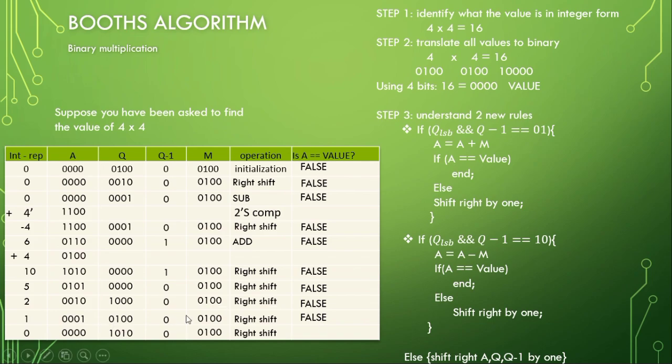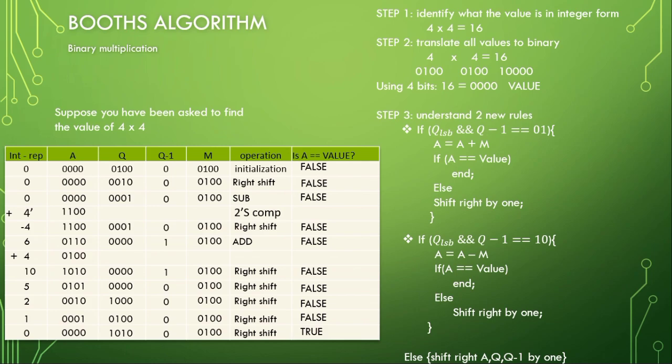So we perform the right shift, and once the right shift has been performed here, we see that our value is 0, which directly correlates to this, because in 4 bits, 16 is 0. Basically, it's the same thing there. So we have 0, and then our value becomes true. So that's basically everything to do with Booth's algorithm.